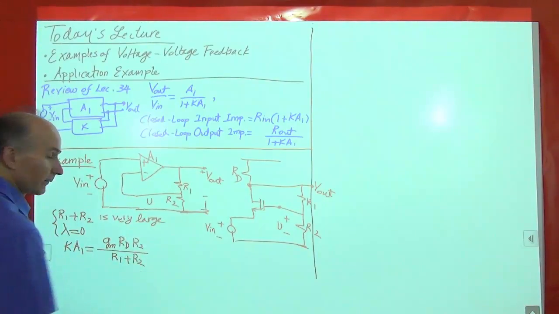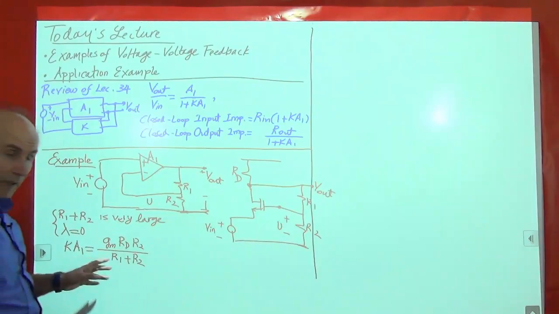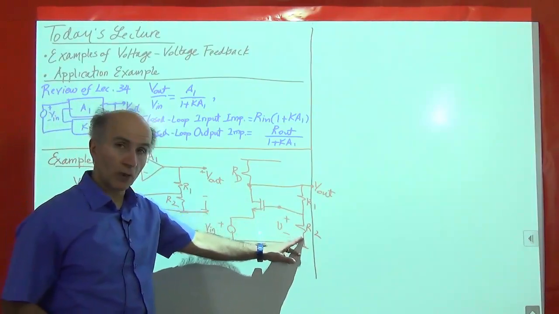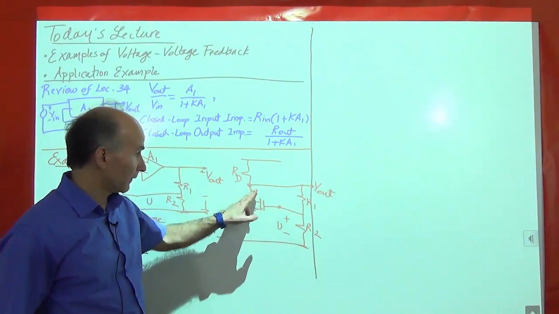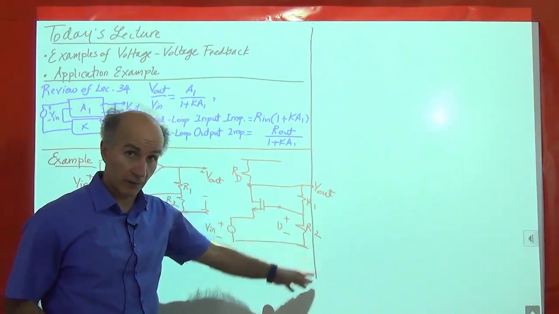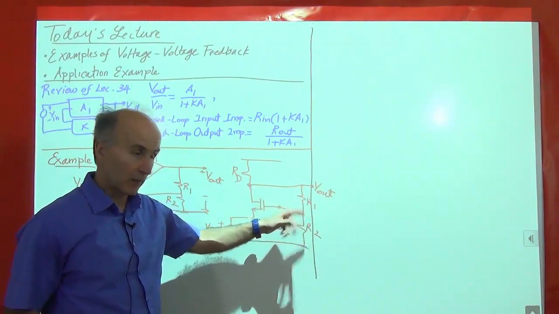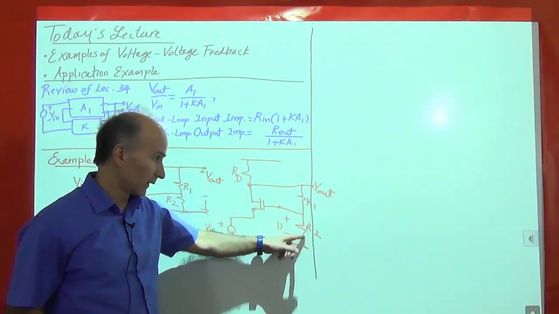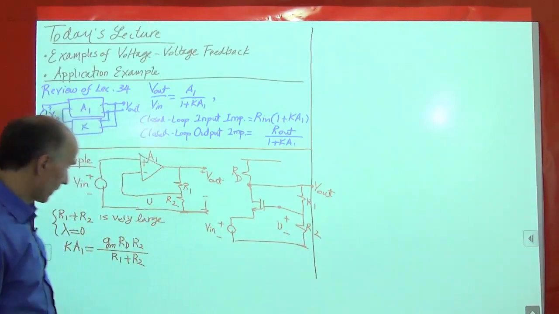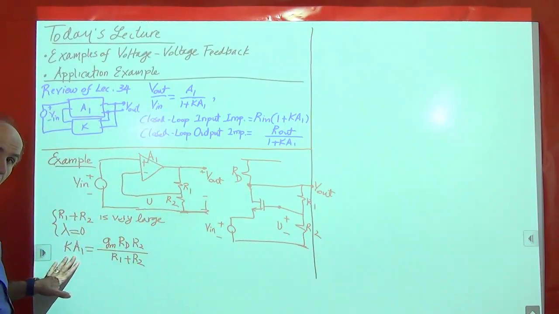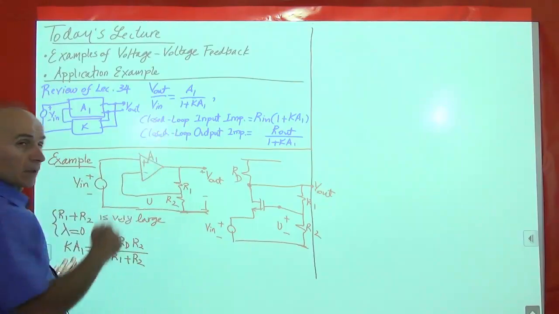This equation is true if R1 and R2 do not draw much current from here, right? So we're assuming they're very large, so they don't draw any current. They just sense this voltage and divide it down. Okay, so that's what we found before, and I just use these equations.